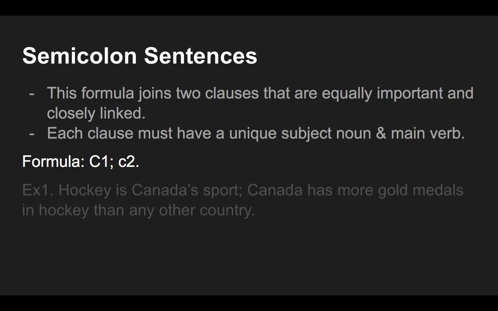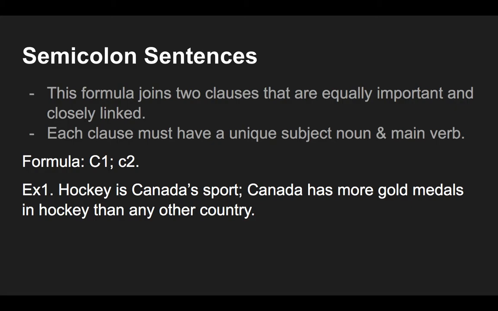Okay, here's a first example. Hockey is Canada's sport; Canada has more gold medals in hockey than any other country. All right, perfect. Both clauses are dealing with hockey and how hockey is important and loved in Canada. And the semicolon in the middle there shows these two ideas are both complete ideas. They have their own subject. They have their own verb. They're connected and they're really kind of tightly linked to each other. Everything is in perfect order. So the semicolon sentence works here.